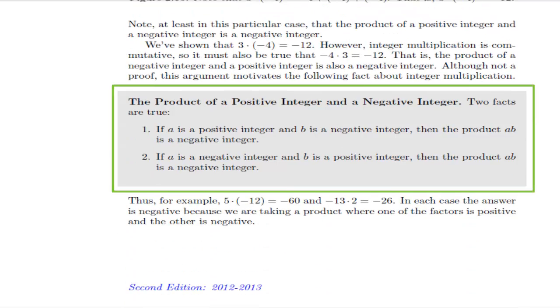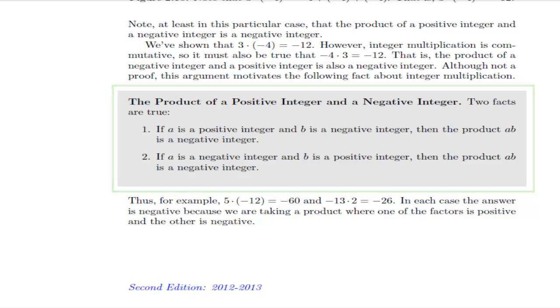The product of a positive integer and a negative integer. Two facts are true. 1. If a is a positive integer and b is a negative integer, then the product, a times b, is a negative integer. 2. If a is a negative integer and b is a positive integer, then the product, a times b, is also a negative integer. Thus, for example, 5 times negative 12 equals negative 60, and negative 13 times positive 2 equals negative 26. In each case, the answer is negative because we are taking a product where one of the factors is positive and the other is negative.